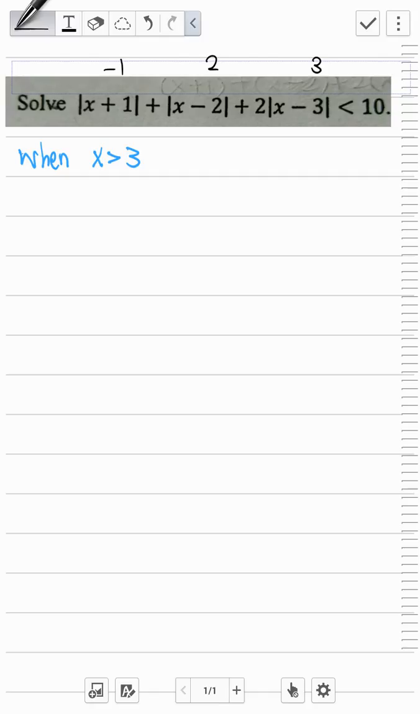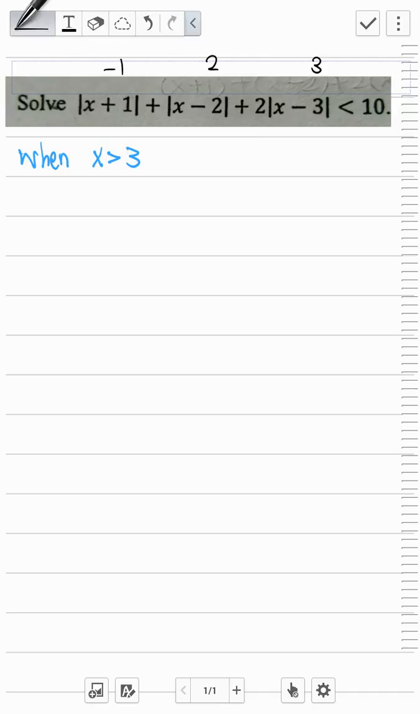So let's say I mark out the boundary. When x is greater than 3, this is a positive number, so the modulus does not matter. For example, 4 minus 3 is equal to 1. Whether I put the modulus or not does not matter, so I remove the modulus, right?